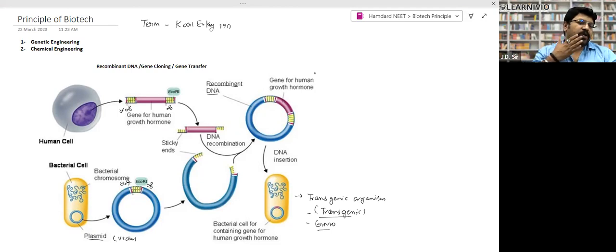So genetic engineering is just alteration in the genes. Alteration in the genes means, in short, the formation of transgenics, organisms which have an external gene. Chemical engineering: with the help of genetic engineering, you have made a transgenic organism. Now you want the product of that organism. The process of production of that particular product from that transgenic is called chemical engineering.